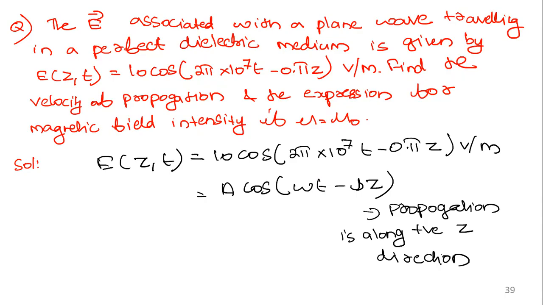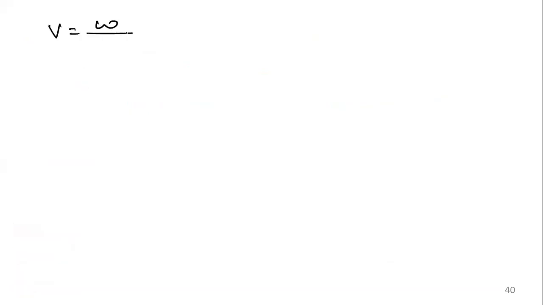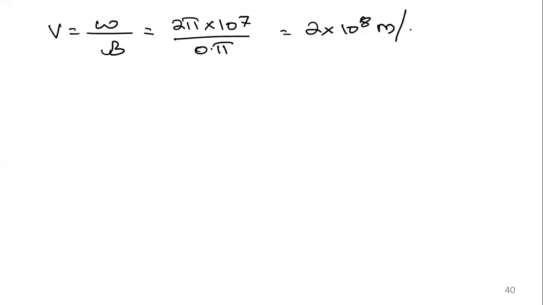So it's along the positive z direction, and you know that omega is equal to 2 pi f. So you can write 2 pi into 10 raised to 7, and beta is given as 0.5. Then the velocity V is omega by beta, which is 2 pi into 10 raised to 7 by 0.5. So the speed is 2 into 10 raised to 8 meters per second.